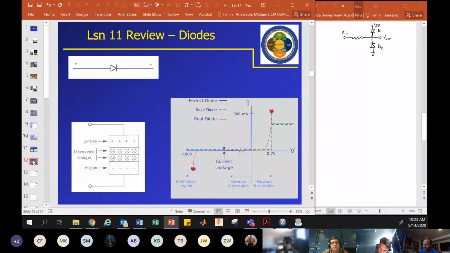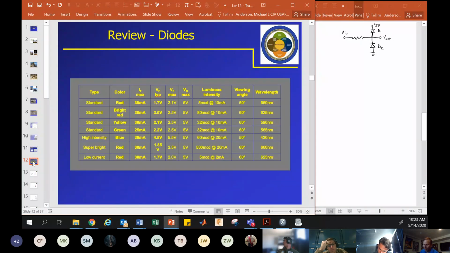Okay, we talked about LEDs, light emitting diodes, and how they have different voltage drops. So you want to look those up if you're going to be designing a circuit with an LED, especially if you're using a blue, it's 4.5 volts. So that's a lot different than a red, which is usually about 1.7 volts.